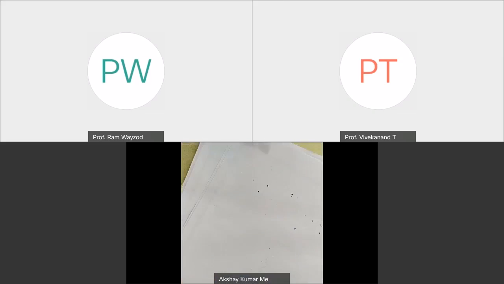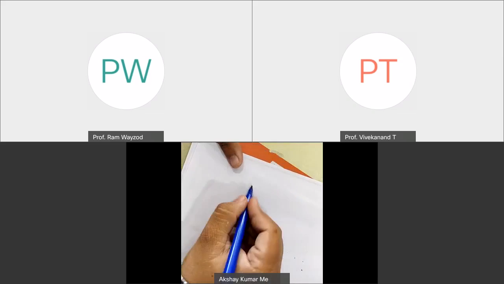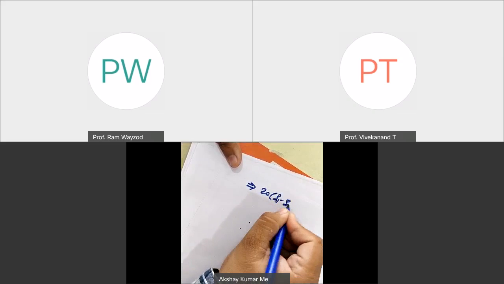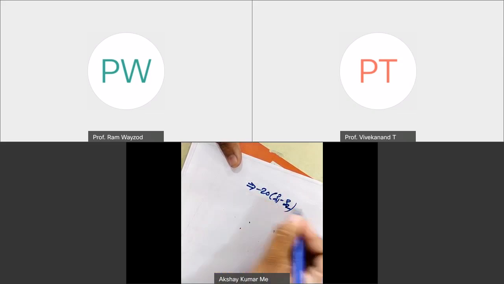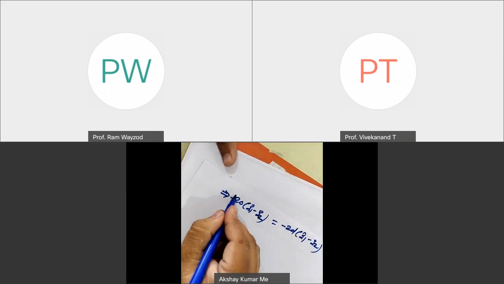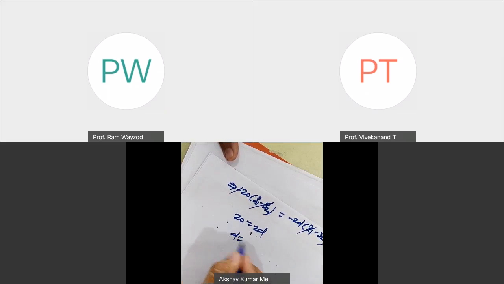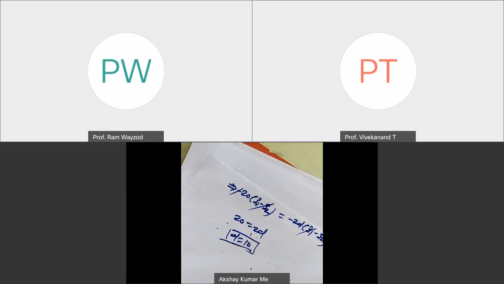So in the next step, after substituting all values, we get 20 (Z1 minus Z2) is equal to minus 2D (Z1 minus Z2). Now minus minus gets cancelled, this one. So 20 is equal to twice D. So we get D is equal to 10. So the value of the fourth constant D is equal to 10.